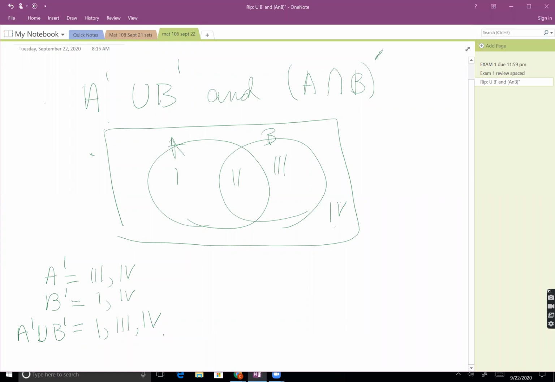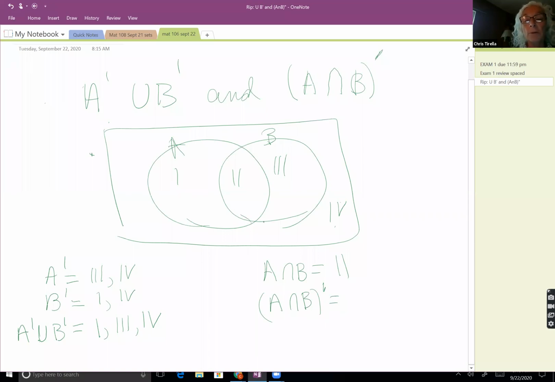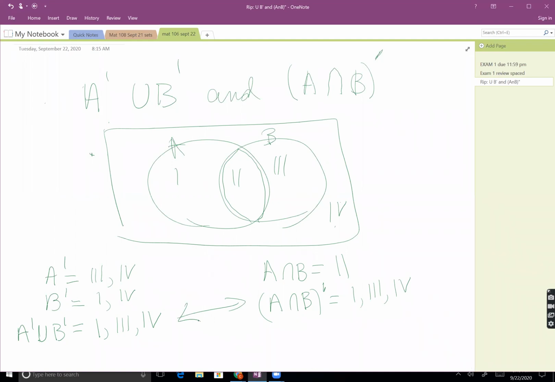Yeah. Okay. Now on the other side, we need A intersect B. And the intersection of A and B is where they overlap. So that's region 2. And then we want the complement of that. A intersect B complement, well, that would be everything except region 2. So that's 1, 3, and 4. That side. Yes. Now it makes perfect sense, but I don't know why I couldn't. I know what the problem is. I always was counting the 2 for those. So sorry, my bad.